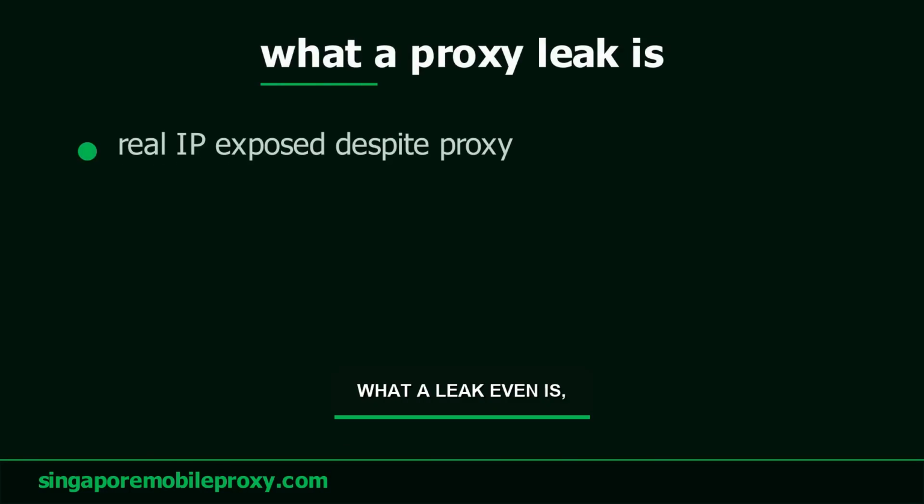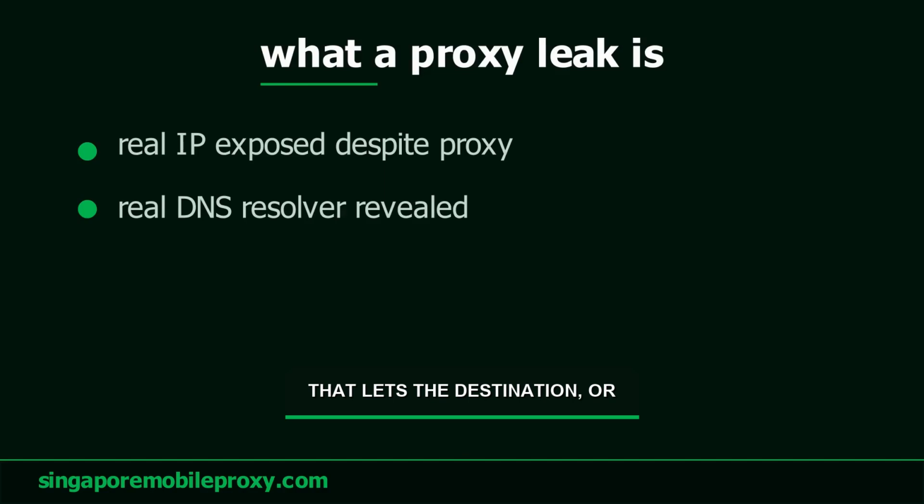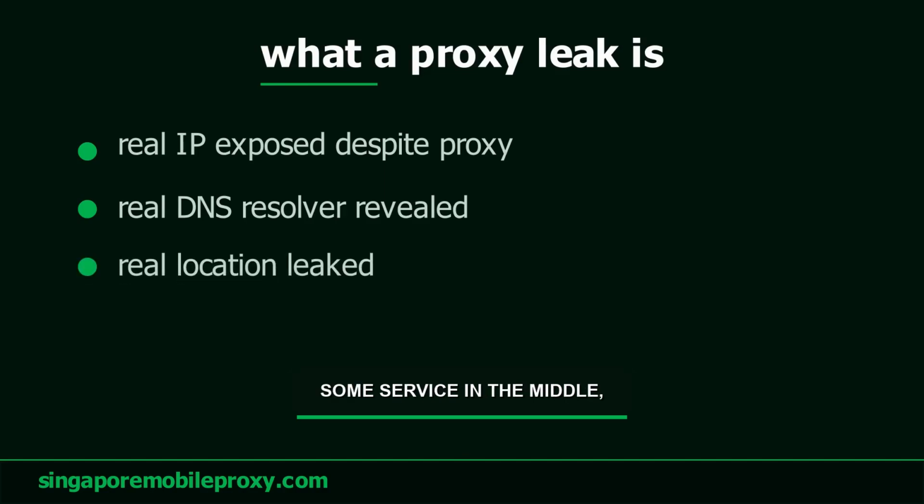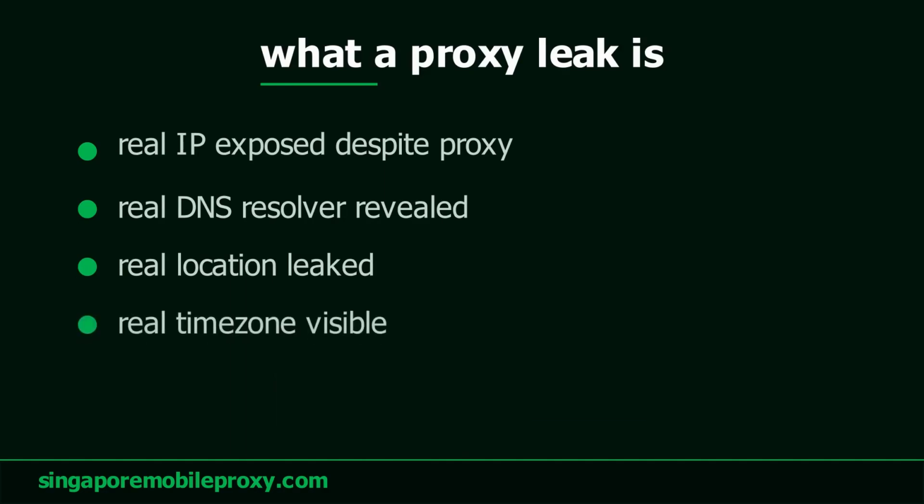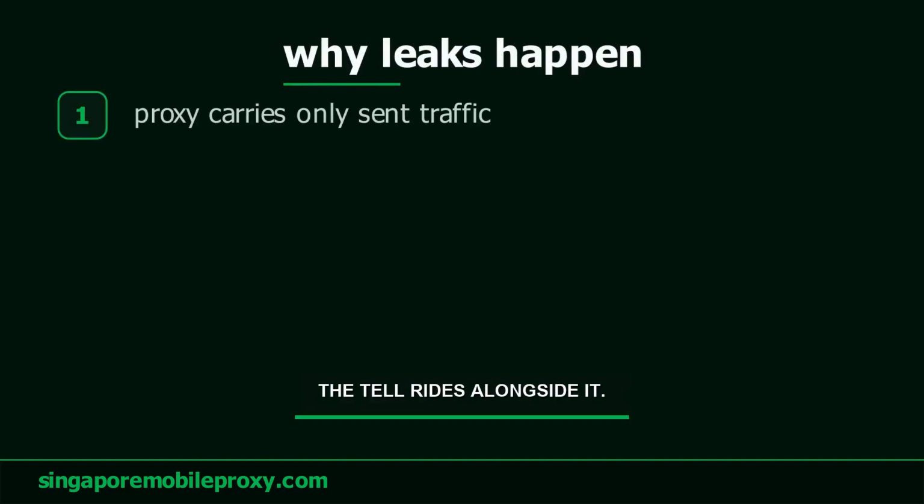So let me start with what a leak even is, because the word gets thrown around loosely. A leak is any path that lets the destination or some service in the middle learn something true about you that your proxy was supposed to hide. Usually that means your real IP, but it can also be your real DNS resolver, your real location, or your real time zone. The traffic looks proxied. The tail rides alongside it.